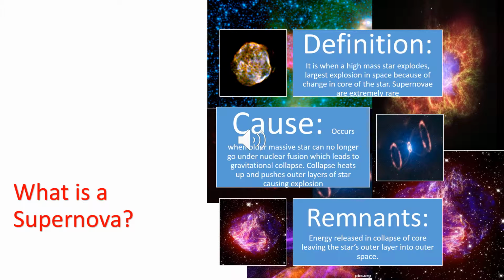Secondly, we can move into what causes a supernova. Supernovas occur when older massive stars can no longer undergo nuclear fusion, which leads to gravitational collapse. This collapse heats up and pushes out the outer layers or the outer shells of a star, causing an explosion. Lastly, we can look into the remnants, what's left over after a supernova occurs. The energy released in the collapse of the core sends the outer layers of the star into outer space.